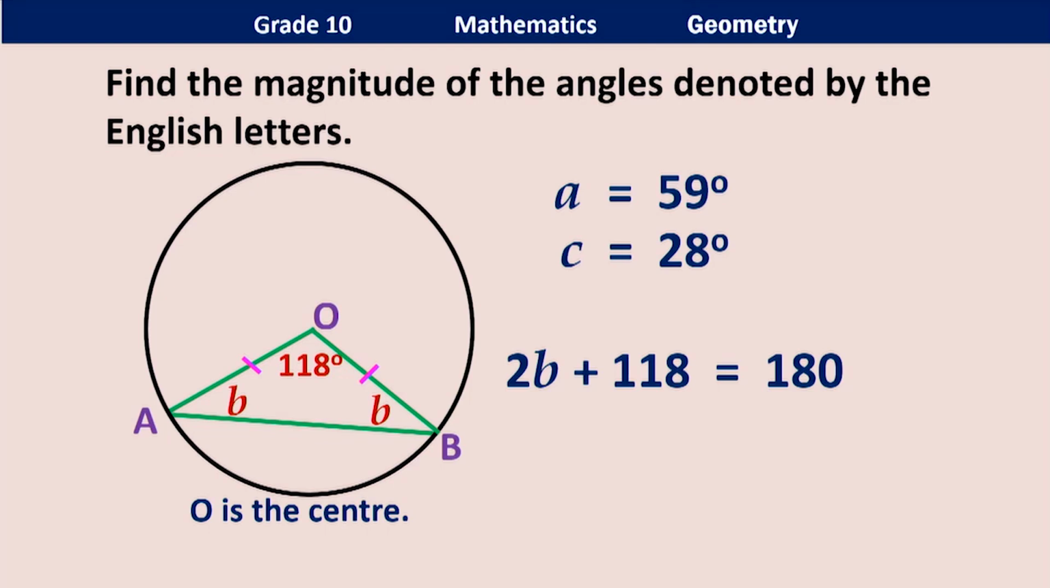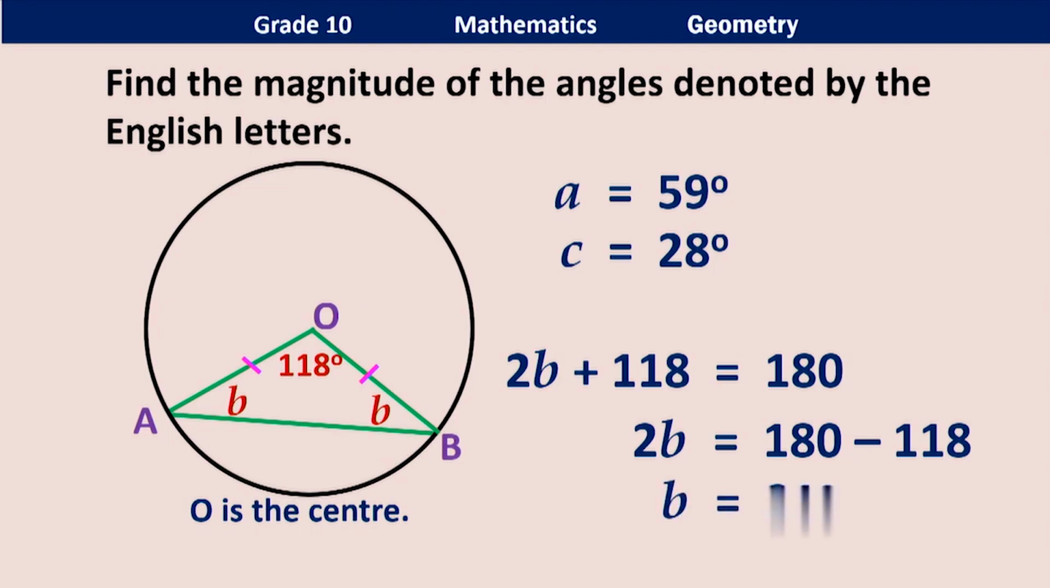So, first of all, I am going to remove 118 from my left hand side. Therefore, I am subtracting 118 from both sides. So, 2B plus 118 minus 118 equals 180 minus 118. So, I can get 2B equals 62. To get the value of B, I can divide both sides by 2. So, I can get the value of B as 31 degrees.